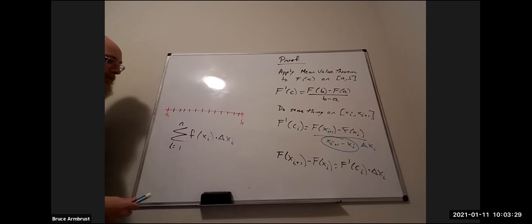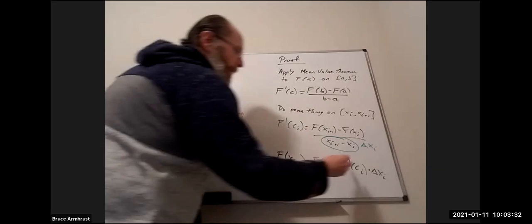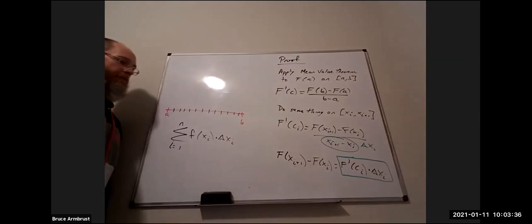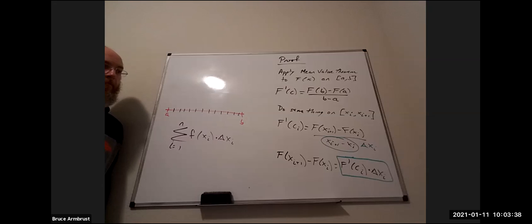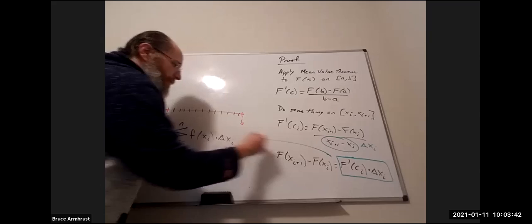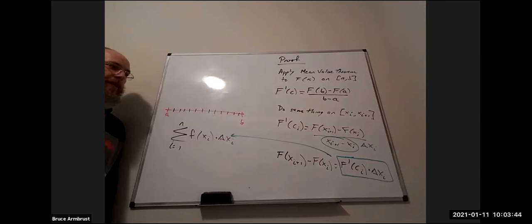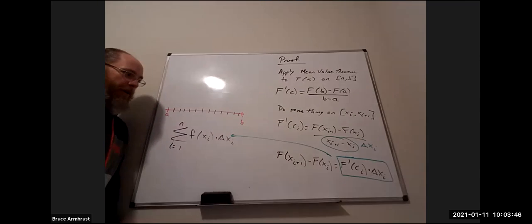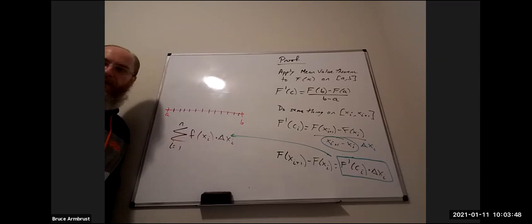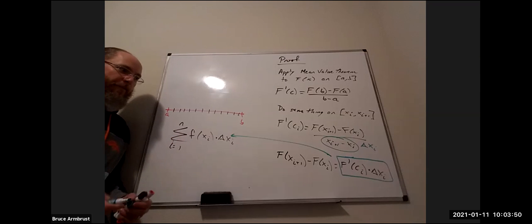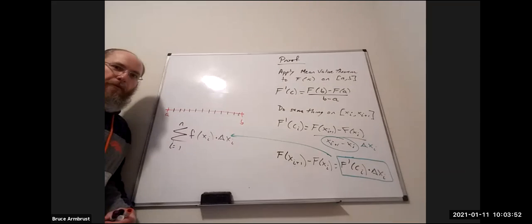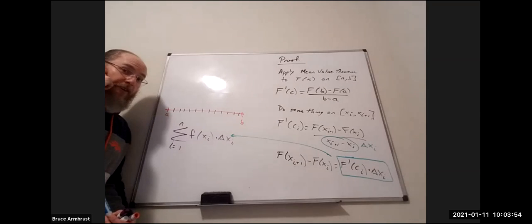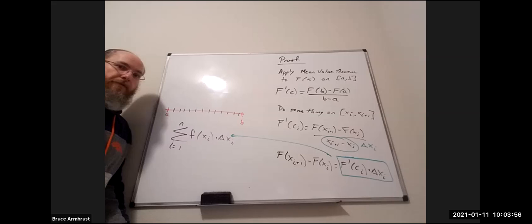Well, check this out. Look at that and compare it to this form right here. These are equivalent. I mean, yeah, I call that one big F prime, and this one is little f. But isn't that what big F prime is? The derivative of an antiderivative is the function itself.